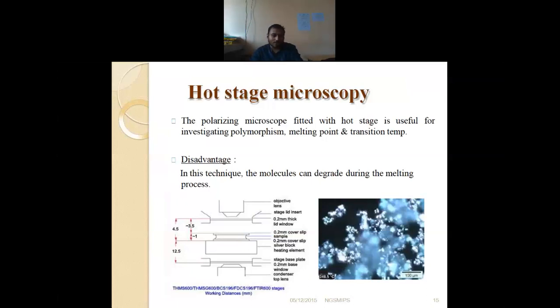Okay, so what are the disadvantages of this hot stage microscopy? In this process, when we are applying temperature, if the molecule is temperature sensitive, then it will become liquid. So this is the main disadvantage of the hot stage microscope. Those who have temperature sensitive materials, we cannot use hot stage microscopy in case of temperature sensitive materials.